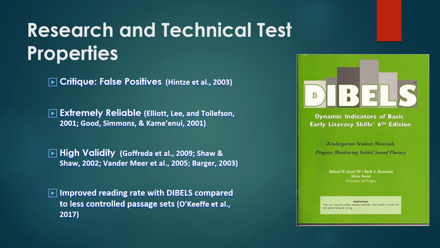Overall, research suggests the DIBELS is an effective tool for monitoring students' reading skills progress. For example, in a recent study in 2017, grades 2, 3, and 4 students identified as at risk for reading difficulties were studied for 4 weeks. The results indicated students improved their reading rate by approximately 1 correctly read word per minute per week, with considerably lower variability in their scores than shown in previous research conducted with less controlled passage sets.